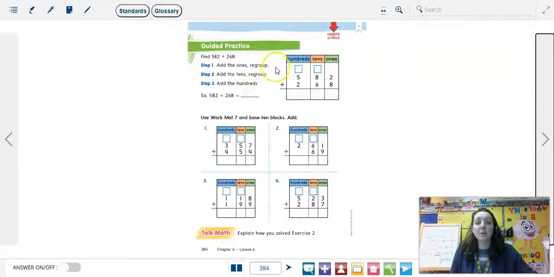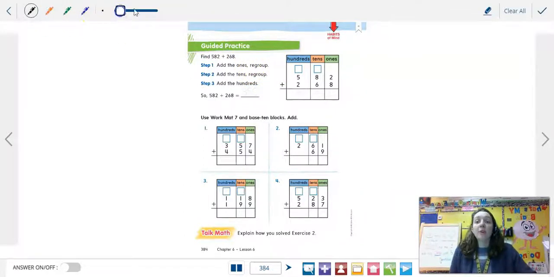Step 1, add the ones, regroup. So remember, we always start with the ones. Okay, so we have 2 plus 8. I know that really quickly because that's one of my 10 pairs. So in a group of 10, there's no ones left over. Okay, so you put a 0 there and carry the 1. 1 plus 8 is 9. Plus 6 is 15. So I have my 5 left over, carry that group of 10. In this case, group of 100, but in the 15, you carry the 1, leave what's in that ones place. 1 plus 5 is 6. Plus 2 is 8. So our answer is 850.